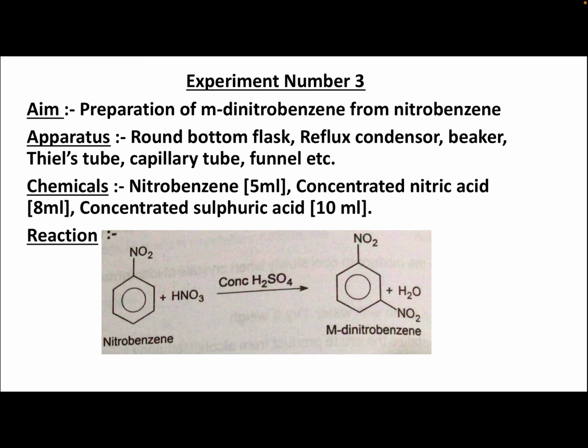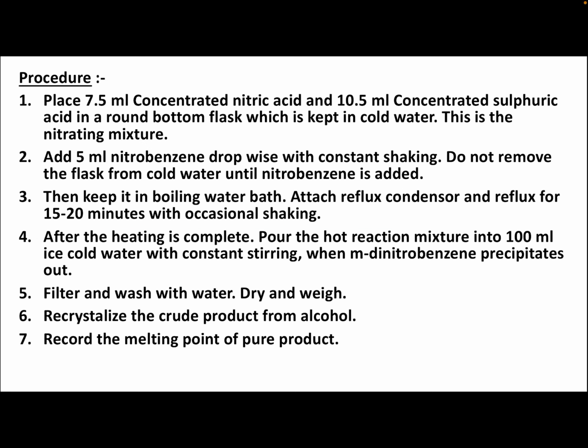Then experiment number 3: preparation of m-dinitrobenzene from nitrobenzene. Apparatus: round bottom flask, reflux condenser, beaker, Thiele's tube, capillary tube, funnel, etc. Chemicals: nitrobenzene 5 ml, concentrated nitric acid 8 ml, concentrated sulfuric acid 10 ml. Reaction: nitrobenzene, C6H5NO2, plus HNO3 with concentrated H2SO4, the nitrating mixture. Then the nitro group is set at the meta position, meaning the 1,3 position, plus H2O. You are getting the product m-dinitrobenzene from nitrobenzene.